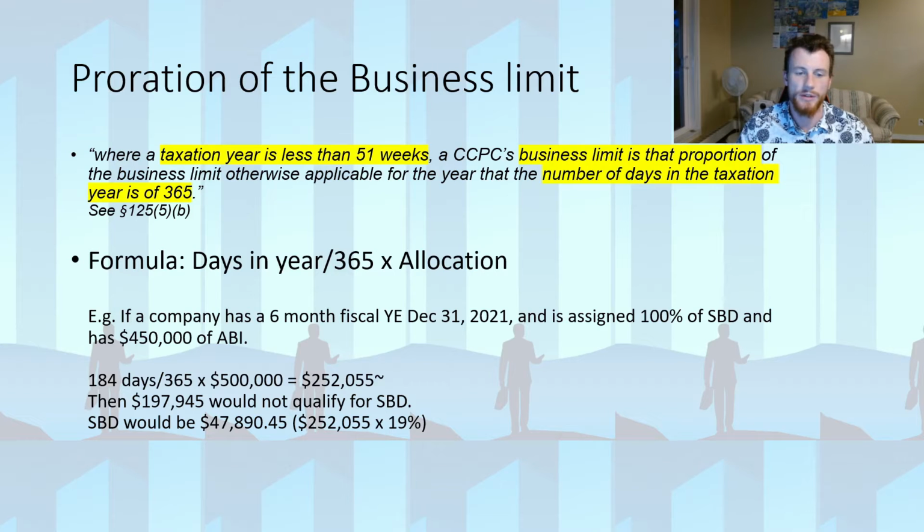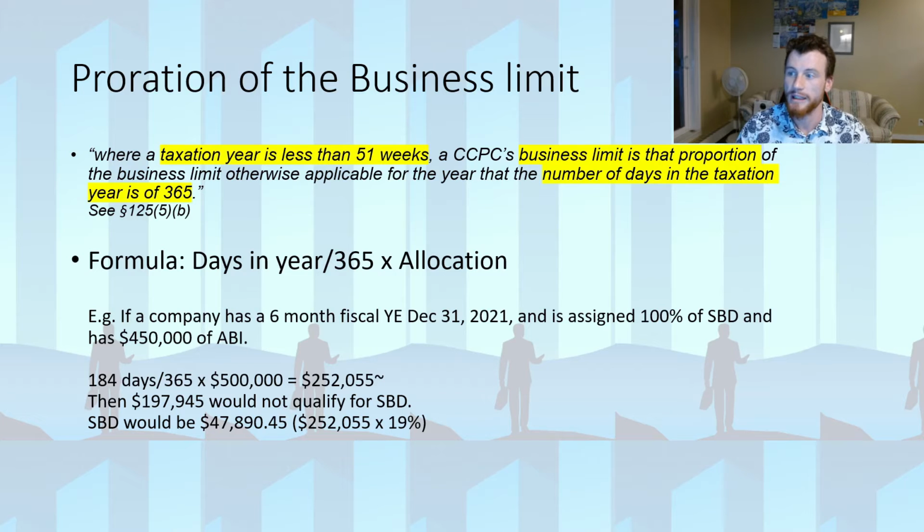Another concept to consider when thinking of the business limit is that if you are running a short year, this may be because you want to align some of your tax years. The best alignment is to make it align to the calendar year so that your slips match up as well as your personal income matches up between your corporation and your other tax obligations. So if it's less than 51 weeks, you have to prorate the business limit.